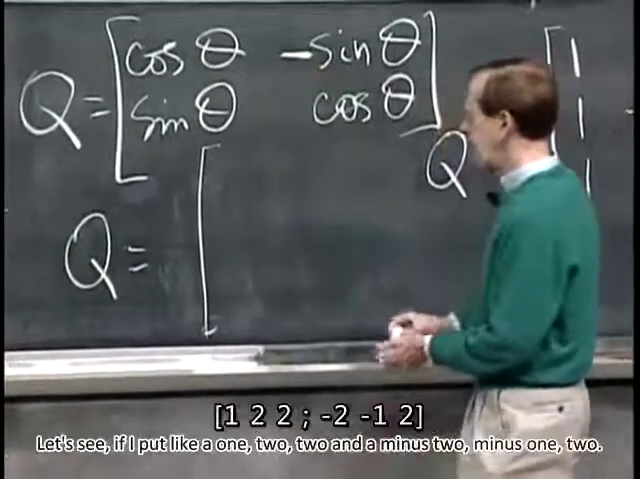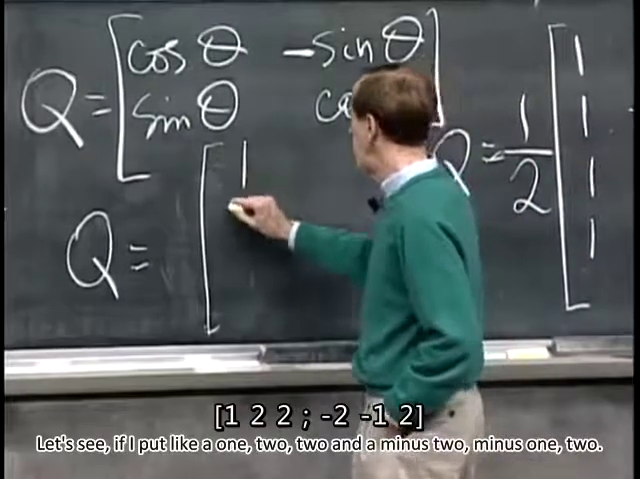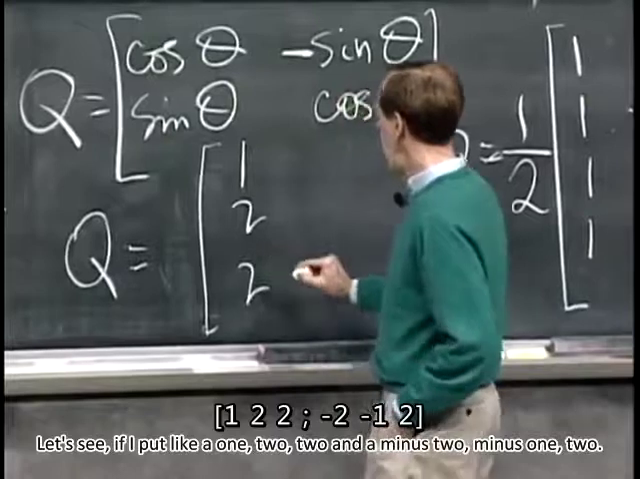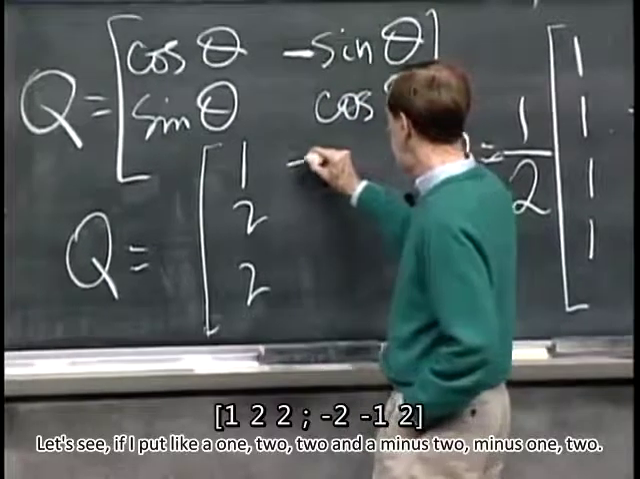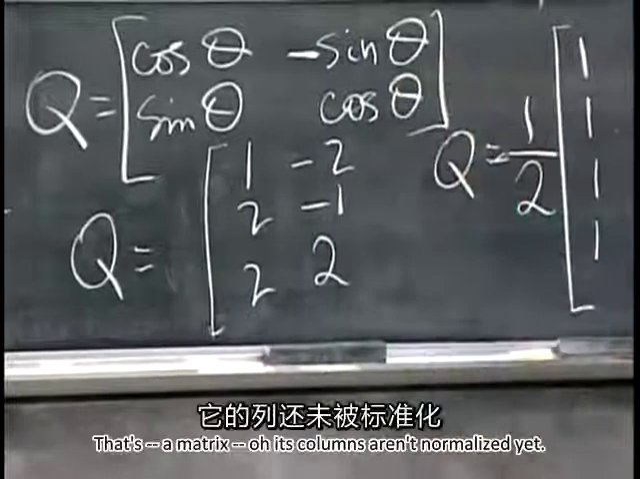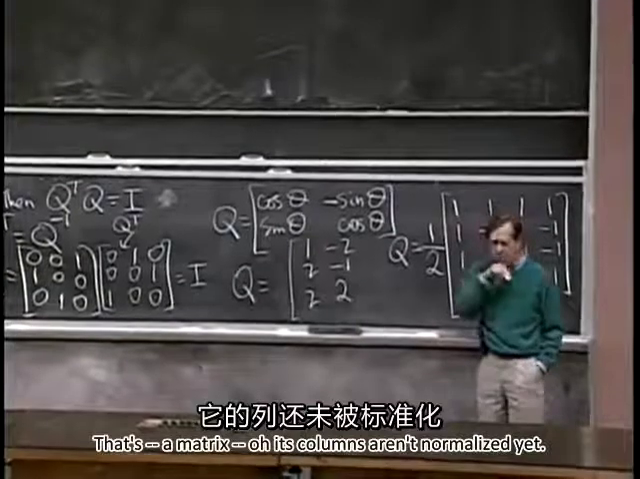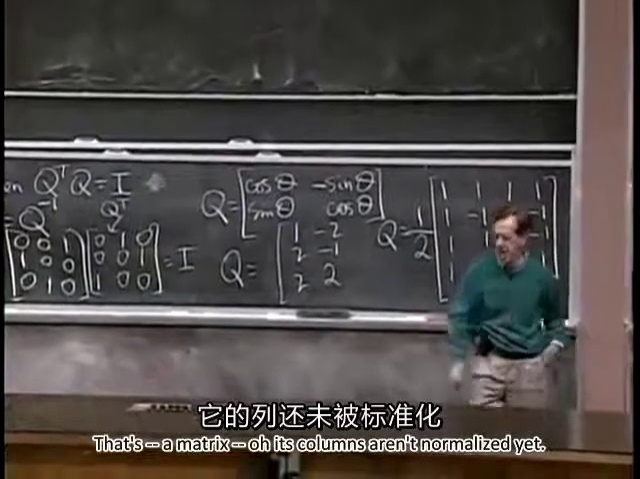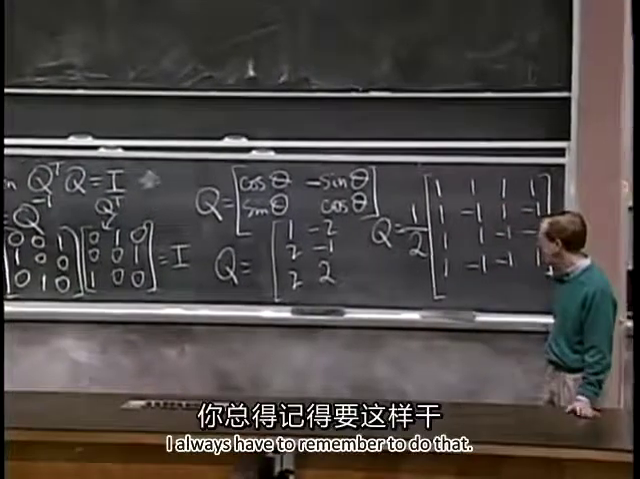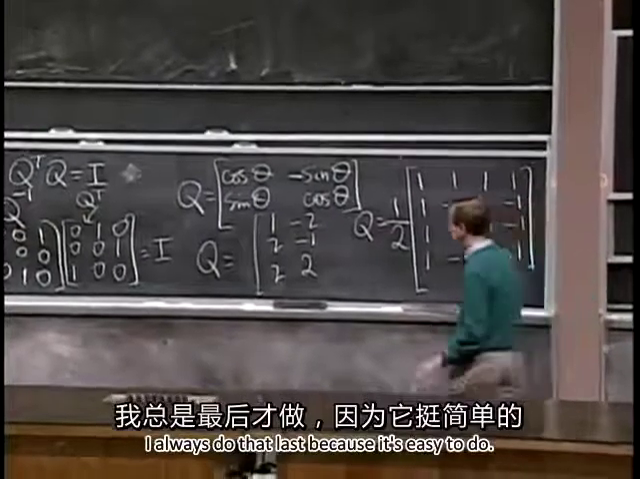Help me out. Let's see. If I put like a 1, 2, 2 and minus 2, minus 1, 2. That's a matrix. Oh, its columns aren't normalized yet. I always have to remember to do that. I always do that last because it's easy to do.